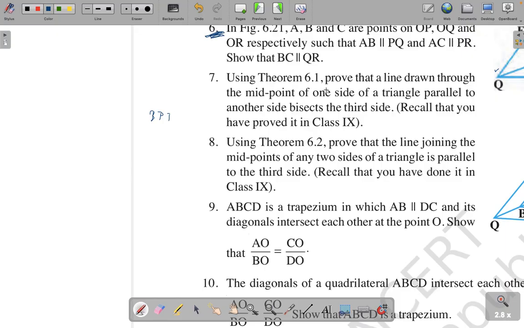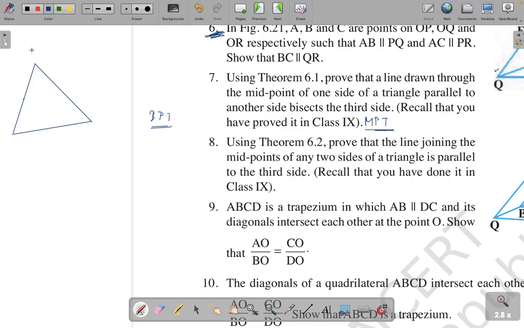Now using the basic proportionality theorem, prove that a line drawn through the midpoint of one side of a triangle parallel to another side bisects the third side. What is this? This is the midpoint theorem, right? So we are using the basic proportionality theorem to prove the midpoint theorem. Earlier we have used congruency to prove this midpoint theorem. Now you should understand that midpoint theorem is a specific case of basic proportionality theorem.